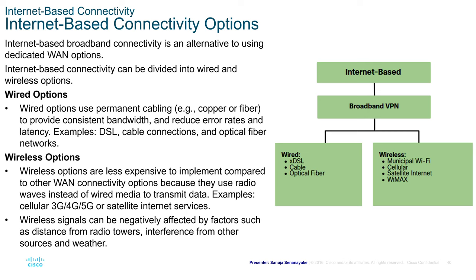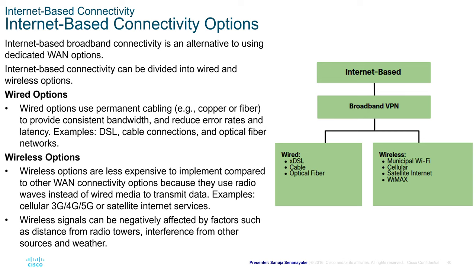Internet-based connectivity can be divided into wired and wireless options. The wired options use permanent cabling, such as copper or fiber cables, to provide consistent bandwidth and reduce error rates and latency. This includes DSL, cable connections, and optical fiber networks. While the wireless options include the 3G, 4G, and 5G systems, as well as the satellite internet services.